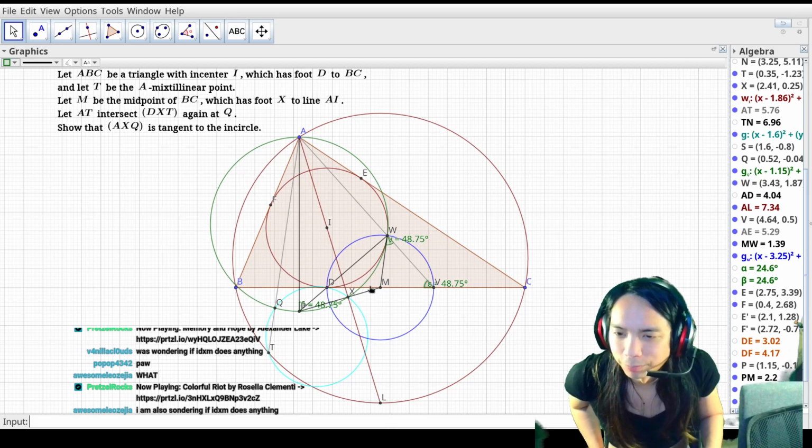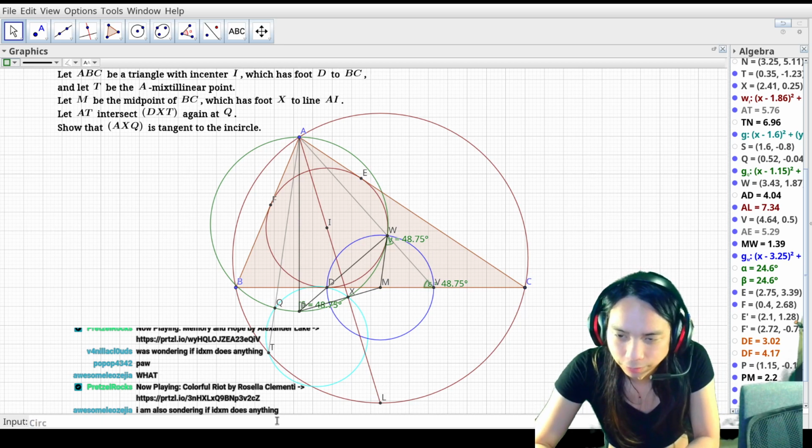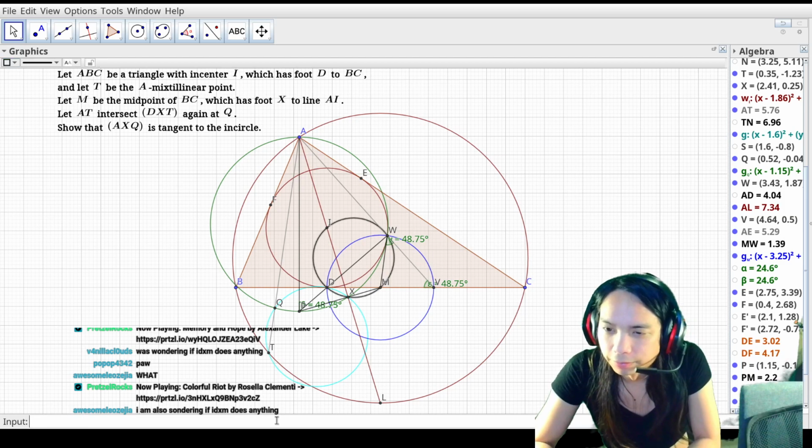IDXM. Oh, sorry, I misunderstood what I was saying earlier. I agree. That's a cyclic pentagon, right? All five of those are cyclic.